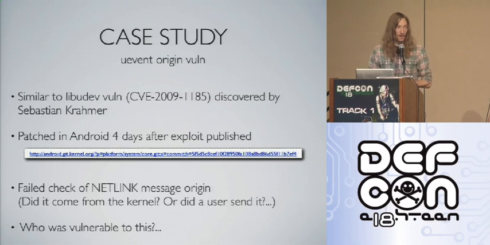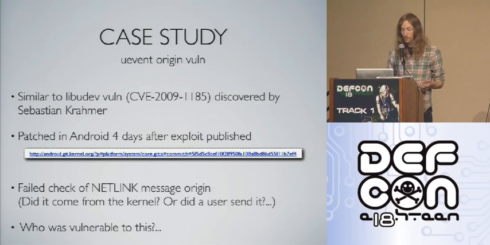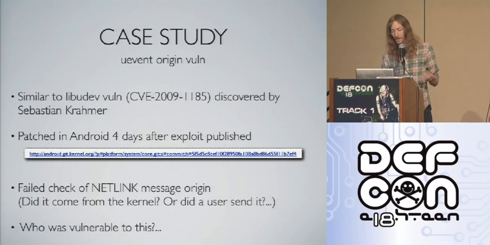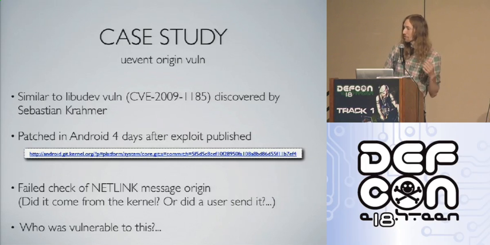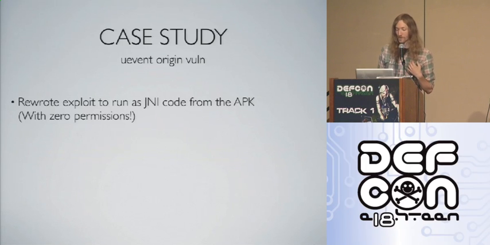Upon finding out when the exploit was published, Android had that patched within 4 days, which was really good to see. The exploit itself is just a failed check of the netlink messages and where they came from. Did they come from the kernel or did they come from user space? So we took this, or not patched, I'm sorry, we packaged this exploit back into JNI code to run within an APK so that we could test this on a lot of different phones.